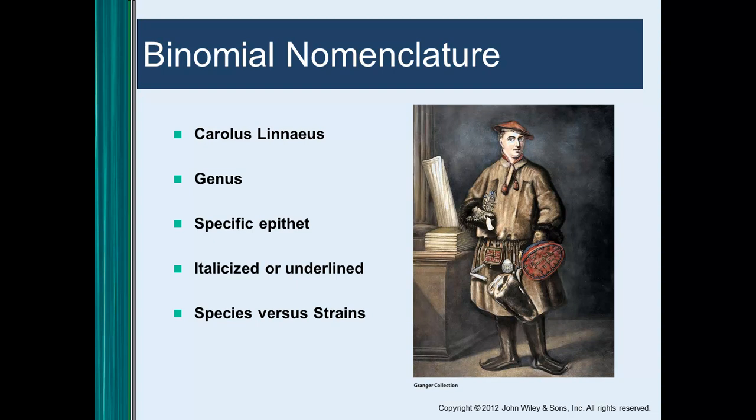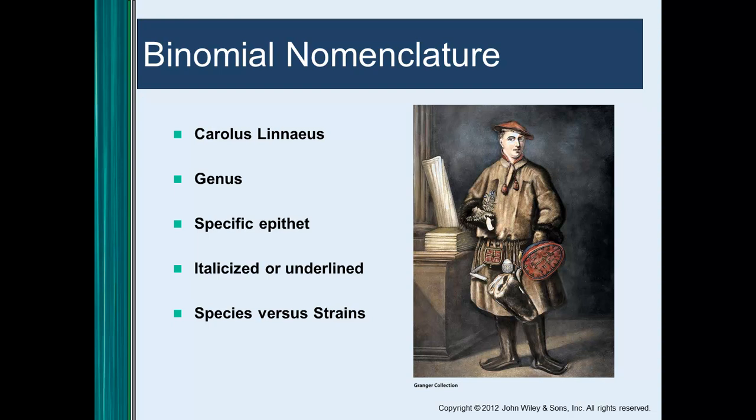Now let's talk about binomial nomenclature. In the 18th century, there was a Swedish botanist named Carolus Linnaeus, and he's the one that's credited with founding the science of taxonomy. He invented binomial nomenclature, a system that is still in use today to name all living things. Binomial means that this is a two-name system.